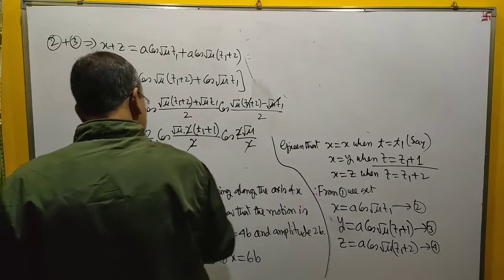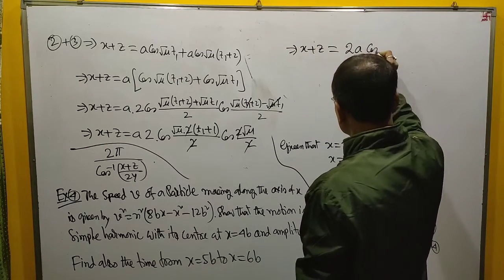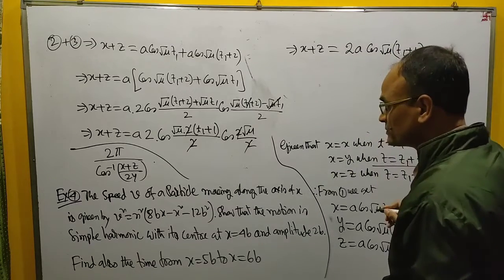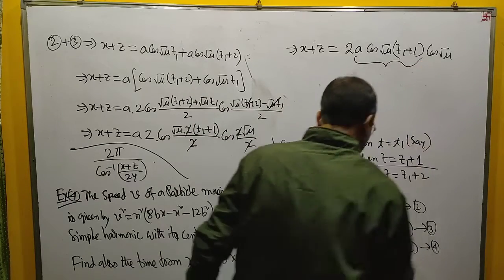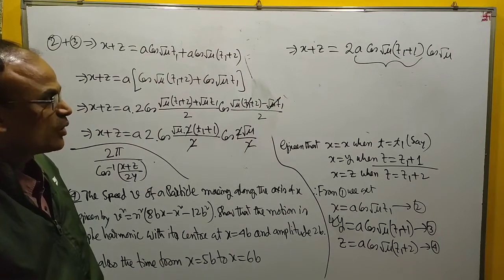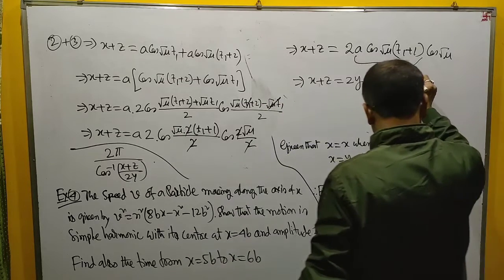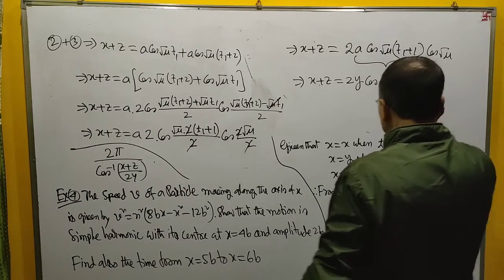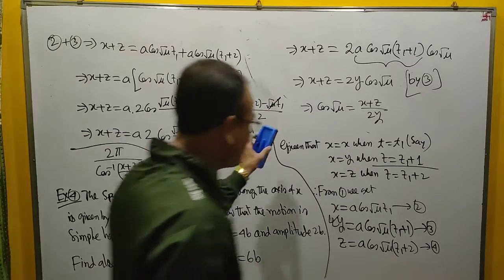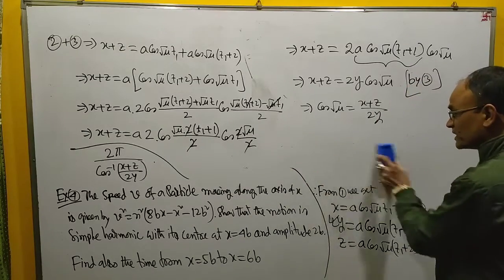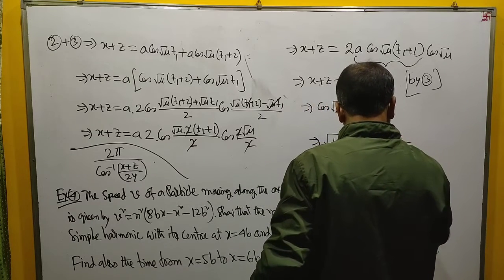This means x plus z is equal to twice a cos root mu t1 plus 1 into cos of root mu. You will get this one. Now a cos root mu t1 plus 1, from 3, it is y. So x plus z equals twice y cos root mu, or cos root mu equal to x plus z divided by twice y. This means root mu equal to cos inverse of x plus z divided by twice y.